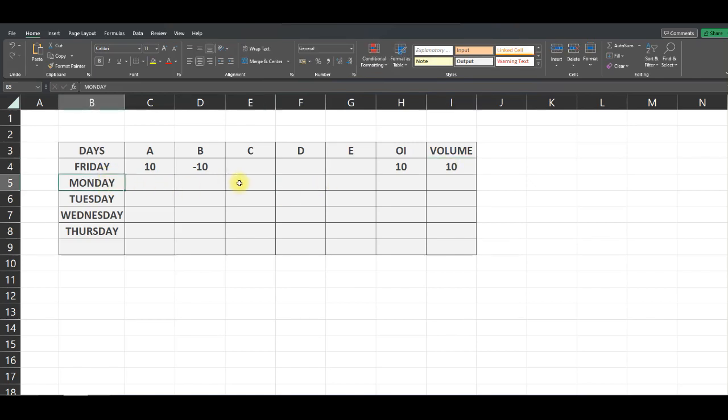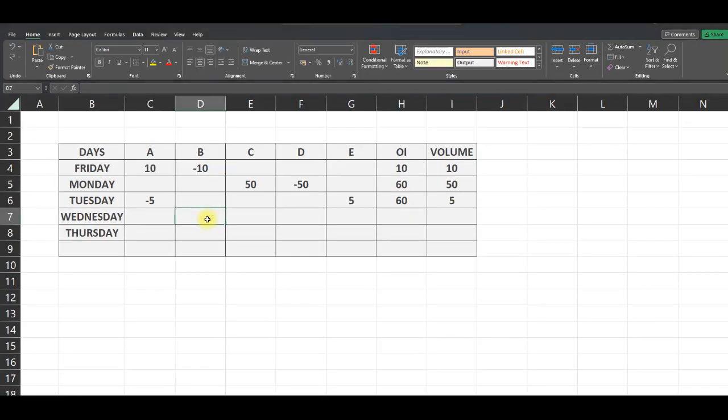So on Monday, trader C is buying 50 contracts and trader D is selling 50 contracts. So on Friday the OI is 10, and again on Monday we have 50. So 10 plus 50 is 60. That is the total of unsettled contracts. The volume traded on Monday is 50. On Tuesday, trader A sold 5 contracts and trader E bought 5 contracts. So there won't be any change in the OI; it remains at 60.